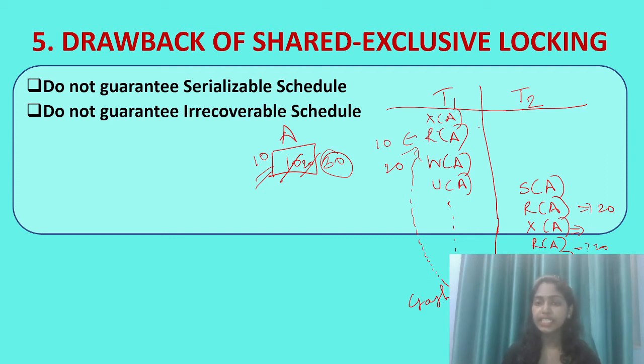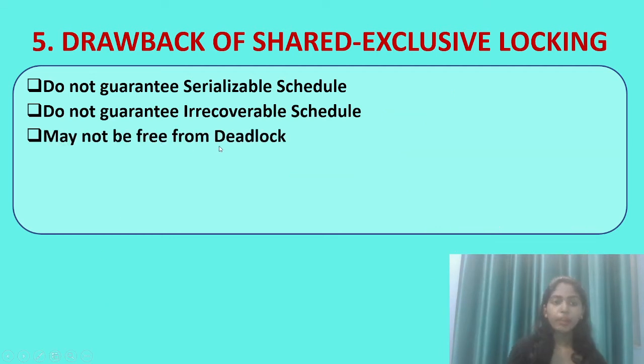Now in this case, it is an irrecoverable schedule. We have applied the shared exclusive lock over here, but the schedule is irrecoverable. Next, it may not be free from deadlock. Now deadlock means what? If any process waits infinitely for a resource, then we call that process as being in a deadlock state. So shared exclusive lock may not be free from deadlock. It may have a deadlock. That is a disadvantage of using shared exclusive lock.